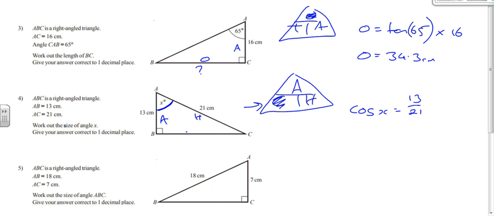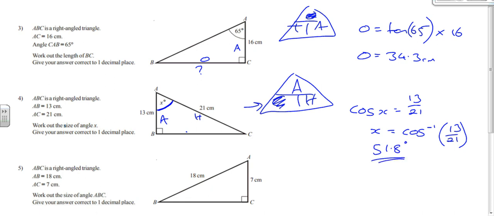Now, whenever you're looking for the angle, and you've got cos of x equals something, the way we work out what the angle is we've got to do cos to the minus 1. So it's going to be cos to the minus 1 of 13 over 21. So on your calculator, do inverse cos, and then if it's in brackets, do 13 divided by, or as a fraction, over 21. You should end up getting, if you round it properly, 51.8 degrees.